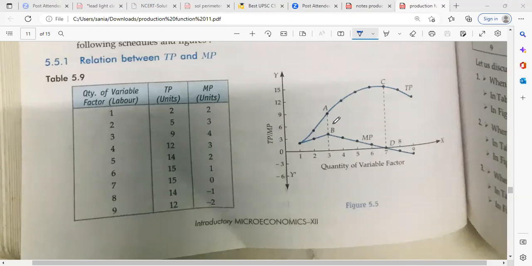Those who haven't done this, I'm giving you 2 minutes to draw this quickly, and then we'll start with the next relationship. And those who have done the homework, you people can revise the relationship till then. We have done 3 relationships, right? TP and MP, AP and MP, and TP and AP. Yes, ma'am. So till then, those who are done, you can revise your relationship, and others who have not done the TP and MP part, you can draw this diagram.